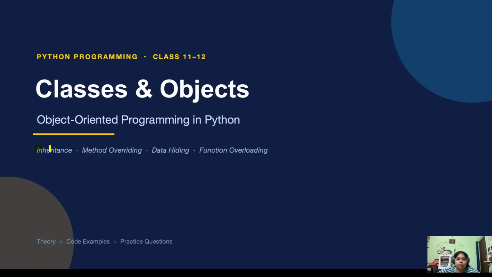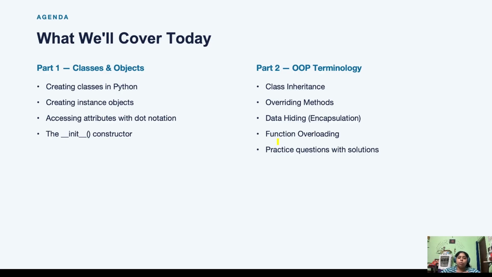Let me give you a brief introduction of the subtopics. Basically, we're going to talk about inheritance, method overriding, data hiding, and function overloading. The lecture is divided into two parts. The first part is about classes and objects. The subtopics are as follows: creating classes in Python, creating instances, accessing attributes with dot notation, and then initializing the constructor.